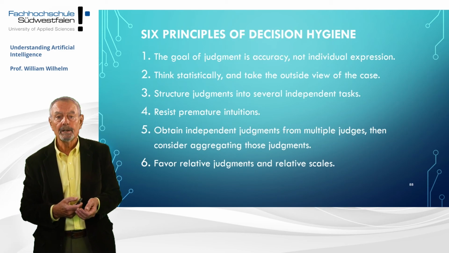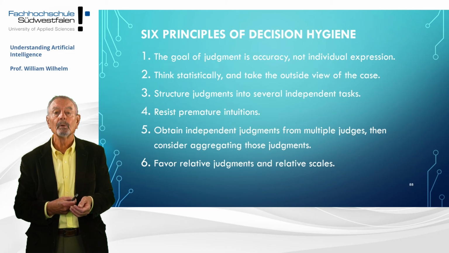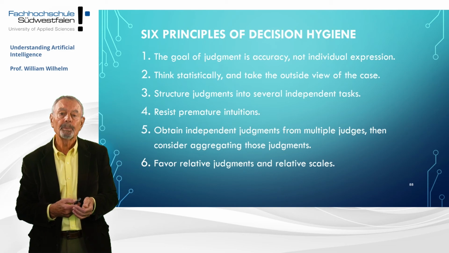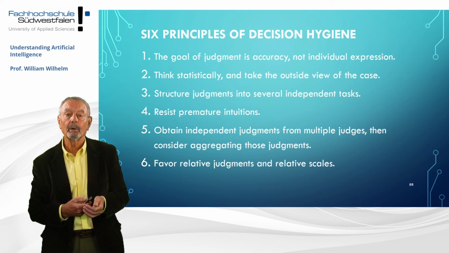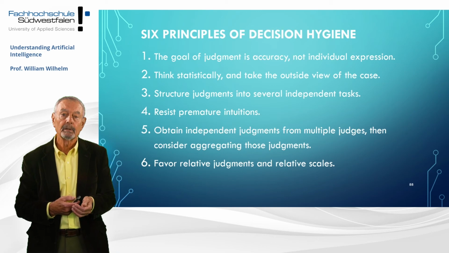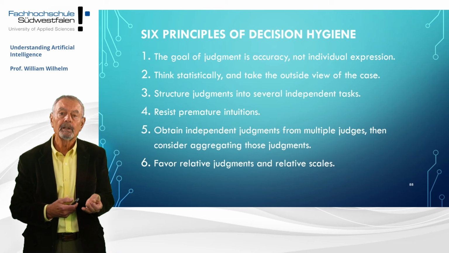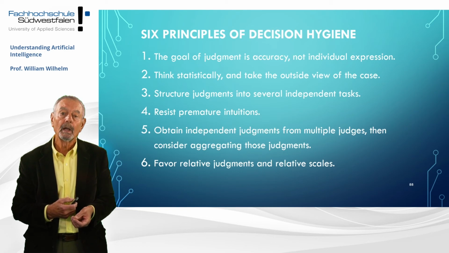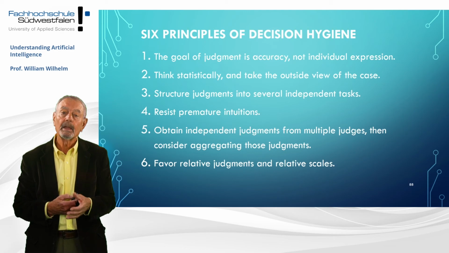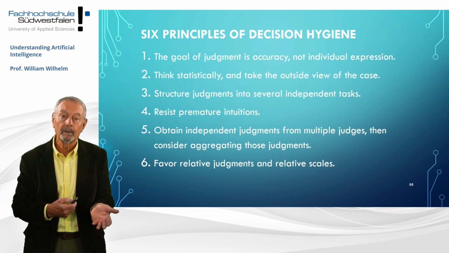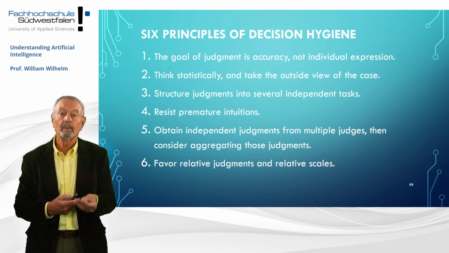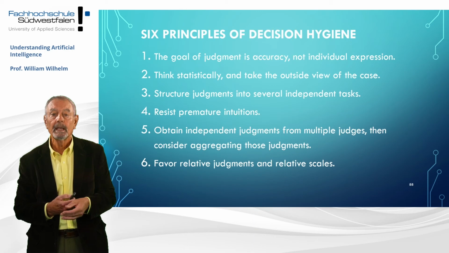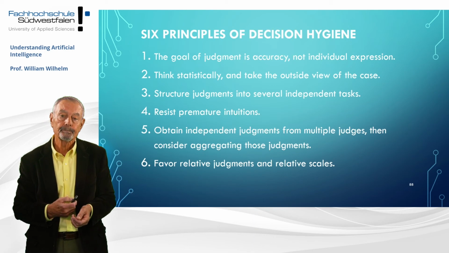An overarching strategy for reducing noise in judgment is to employ the 6 principles of decision hygiene. The first principle: the goal of judgment is accuracy, not individual expression. When judges are sensitive to the influences of noise and bias on their evaluations, they can better focus on the goal of accuracy in their judgments. They realize that their aim is not to persuade or impress others, but instead to make the most accurate and justifiable judgment that they are capable of producing in light of the inputs that they are considering.